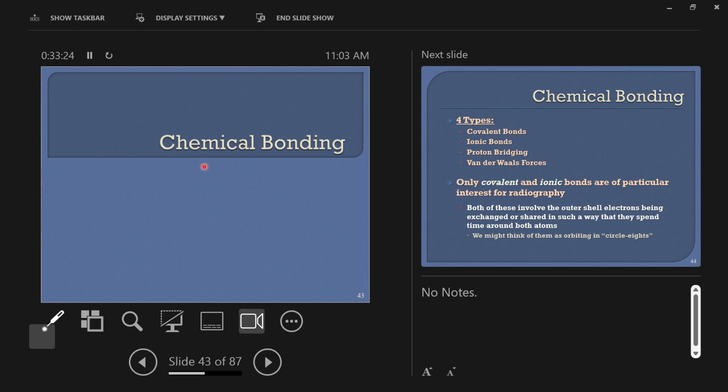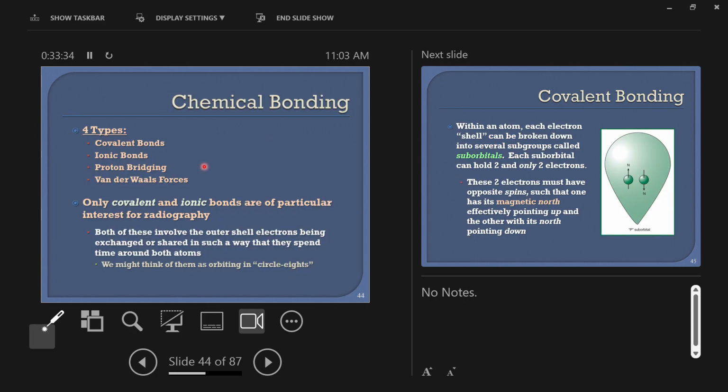So we learned that chemical bonds have to do with the outermost shells of atoms. And so we need to learn that there are 4 types of chemical bonds. These are called covalent, ionic, proton bridging, and van der Waals forces. The most important are going to be your covalent and ionic bonds, but these others we'll work with.